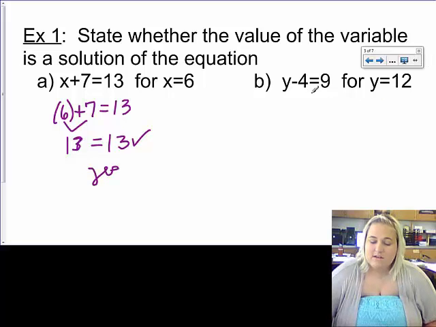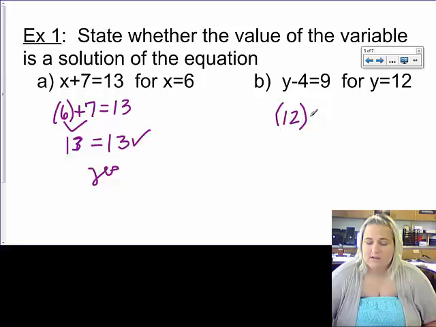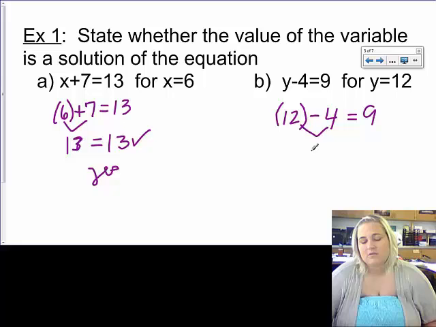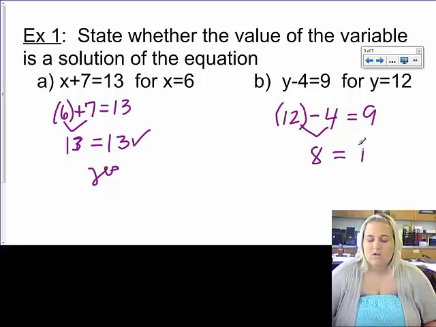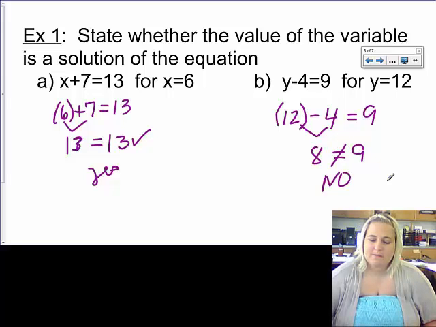On this one, same situation. I'm going to substitute for y. Instead of y, I'm going to put 12 because they say that y is equal to 12. Minus 4 equals 9. 12 minus 4, that gives me 8, equals 9. Does 8 equal 9? No. So we say no, that's not a solution.